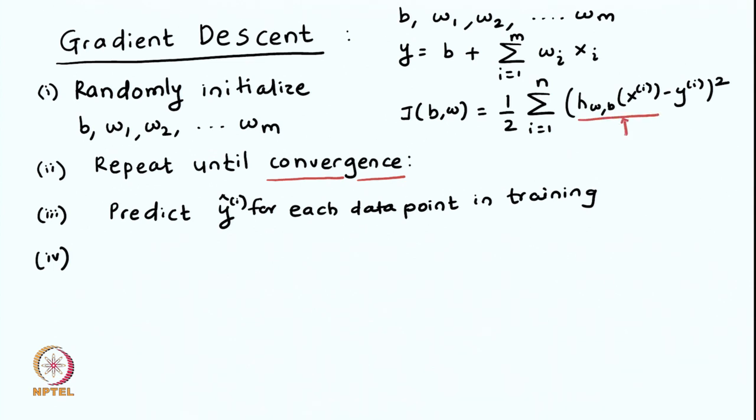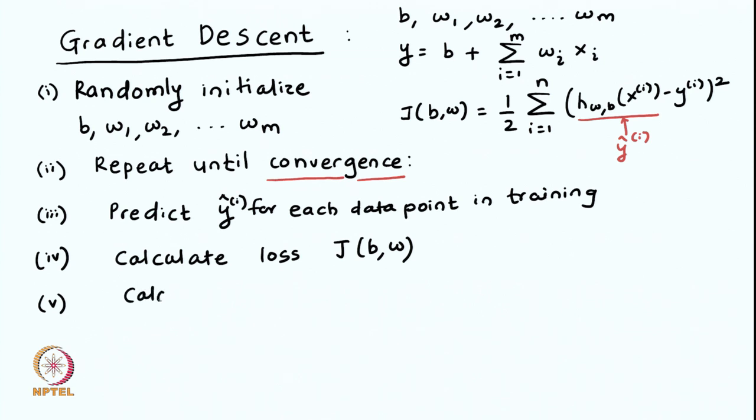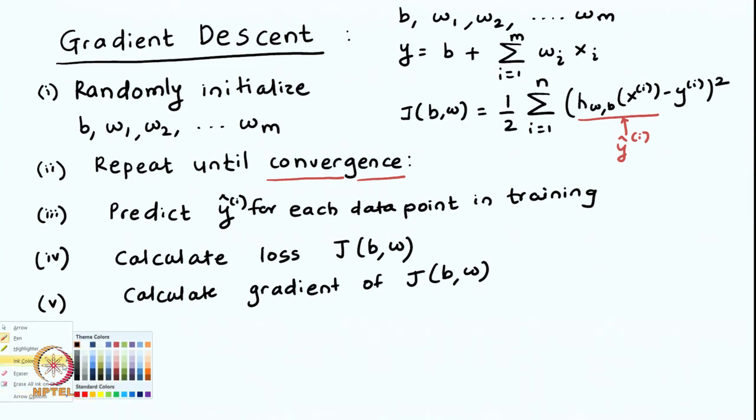This quantity is nothing but yi hat. So we calculate yi hat, or the predictions, first. Then we calculate the loss, which is J of b, w. We know the predicted value and we know the actual value, and based on that we can calculate the loss. Then we calculate the gradient of the loss. Is this clear to everyone? We will see how to calculate the gradient of the loss.